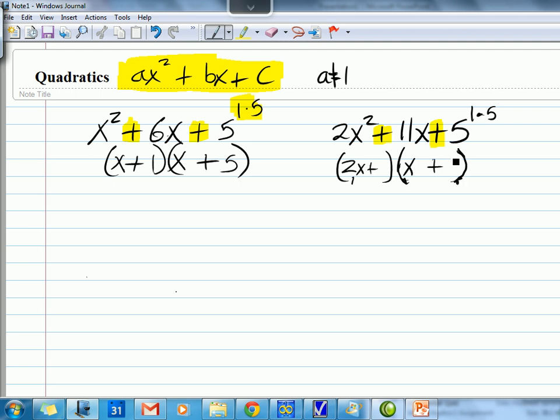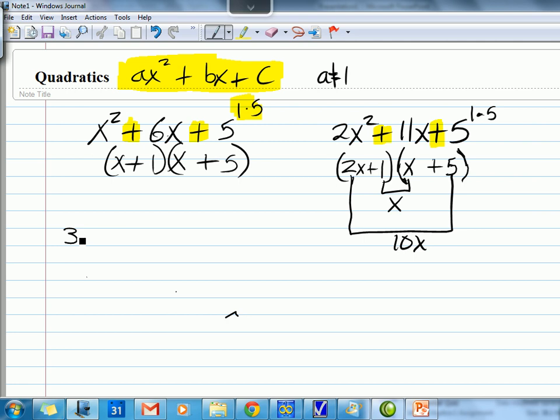Now, that's not true. So it really matters where our 5 and our 1 go. If I put the 5 here and the 1 here, let's see if that works. We look at our inner, that's going to be x. And we do our outer, that's going to be 10x. You combine those, that's going to give us 11x. So everything is taken care of. That's why it matters a lot where those go. I'll give you one more example so we can move on.